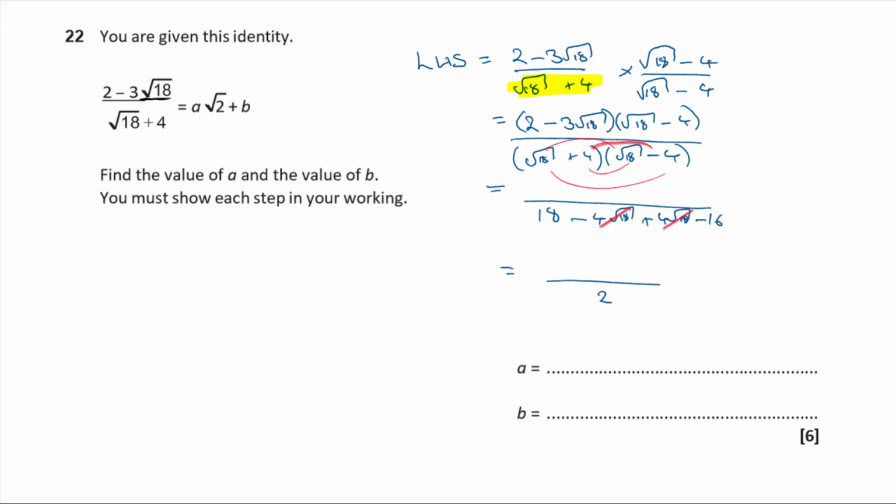And then on the top, we're going to do FOIL, but on the top this time. So I'm going to have 2 times root 18, that's going to give me 2 root 18. And then I've got 2 times minus 4, that gives me minus 8. And then switching to the second term, I've got minus 3 root 18 times root 18. So root 18 times root 18 is 18, and 18 times 3, what's that, 18, 36, 46, 50, 54. That's going to be minus 54.